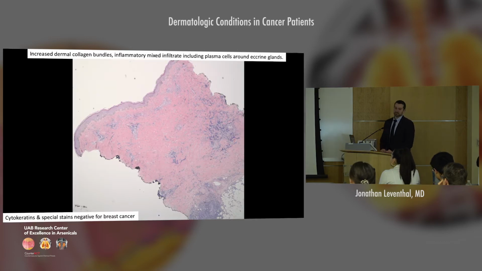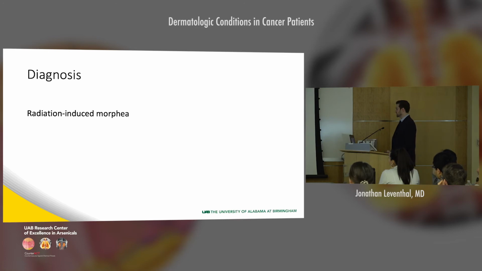And so biopsy was obtained and was pretty classic for the diagnosis. It was a squared-off punch biopsy with increased collagen bundles and an inflammatory infiltrate that was really centered around the eccrine glands, including plasma cells. Special stains were negative for breast cancer. And so the patient was diagnosed with radiation-induced morphea.